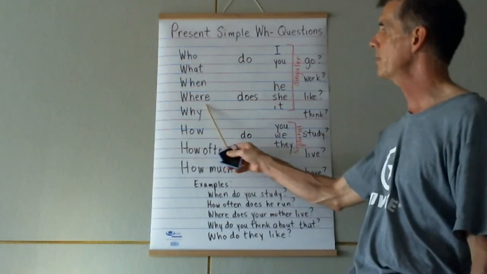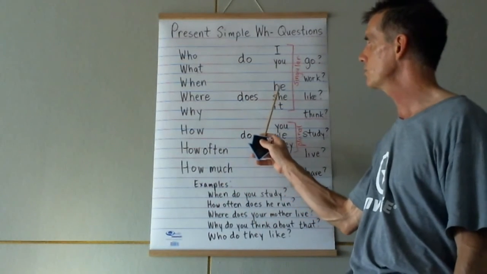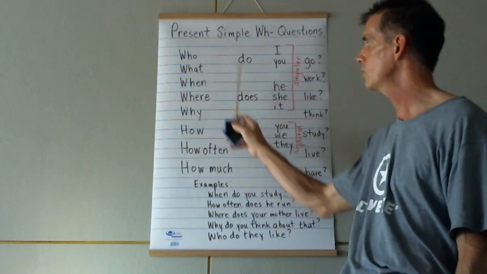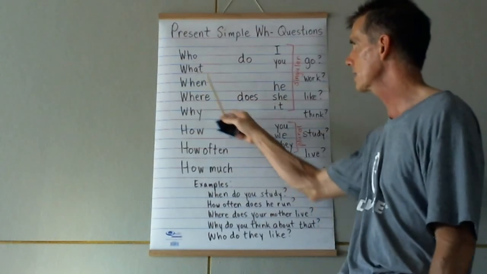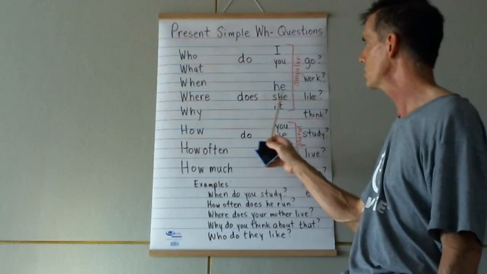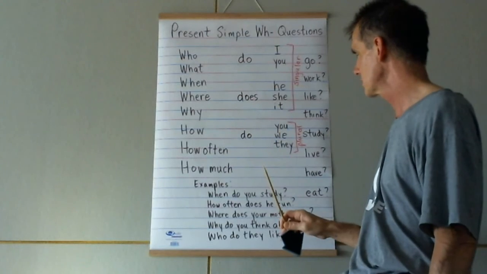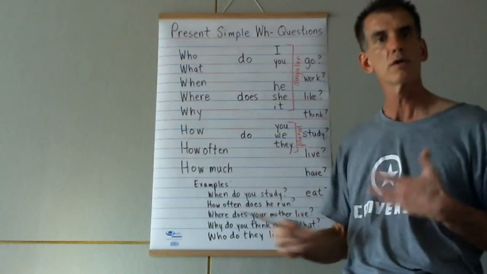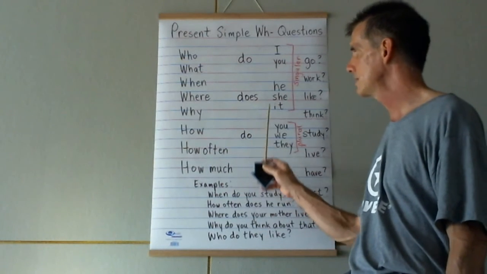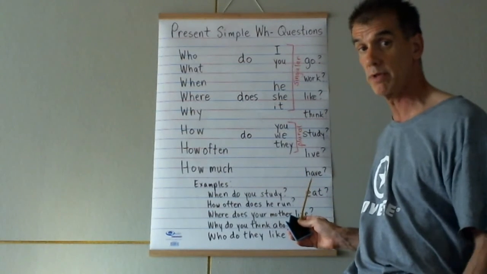The key thing to remember here, the one thing that is particularly confusing that I mentioned before, is when you're using he, she, it, it changes to does. Who does he like? What does he do? When does she study? Why does it have so many bones, if you're talking about a dog? You change it to does, and just remember you do not add s or es to the verb. That's very important.